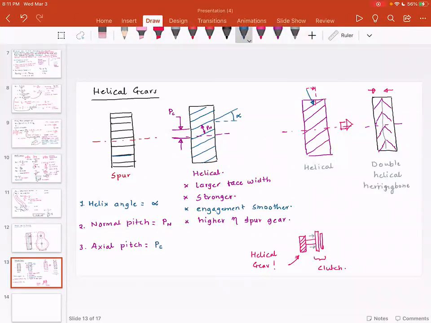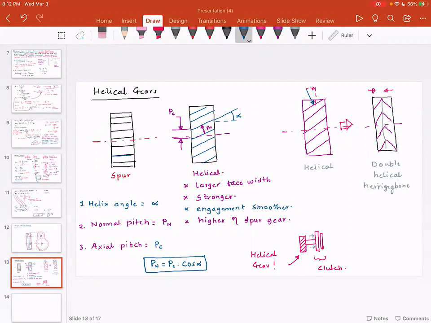And the relationship between Pn and Pc is: Pc multiplied by cosine of alpha, where alpha is the helix angle, gives you the normal pitch.